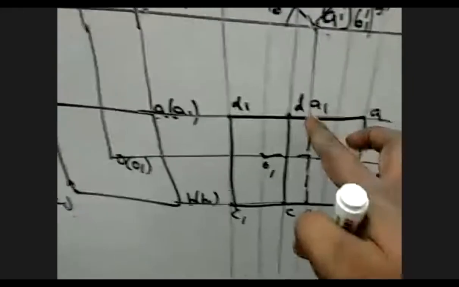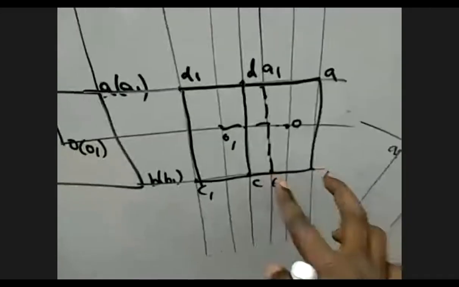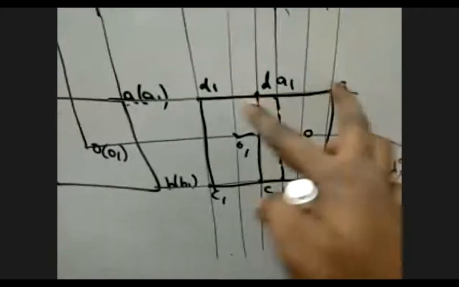Then from A1, measure A, cut an arc. This is your point A. From B1, measure B, cut an arc. This is point B. From A1, measure D, back, cut an arc. This is D. From B1, measure C, cut an arc, back. This is C. From A1, you measure D1, cut an arc. Similarly, you cut an arc for C1 by measuring it from B1.